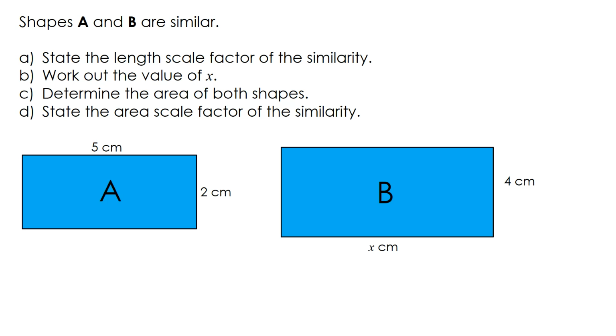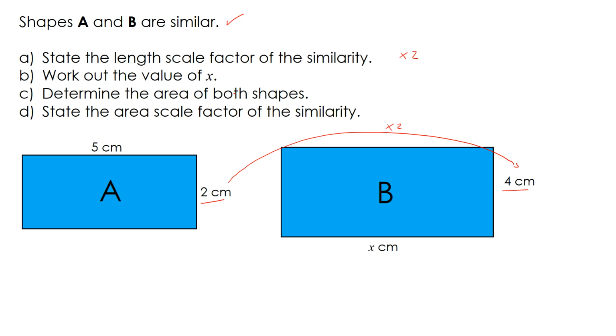All right, welcome back. So A and B are similar. Find the length scale factor of the similarity. I'm looking for some matching sides, and I see that this 2 and this 4 are matching sides. So what's my scale factor? Well, it's obviously 2, because 2 times 2 is 4. So the length scale factor is times by 2.